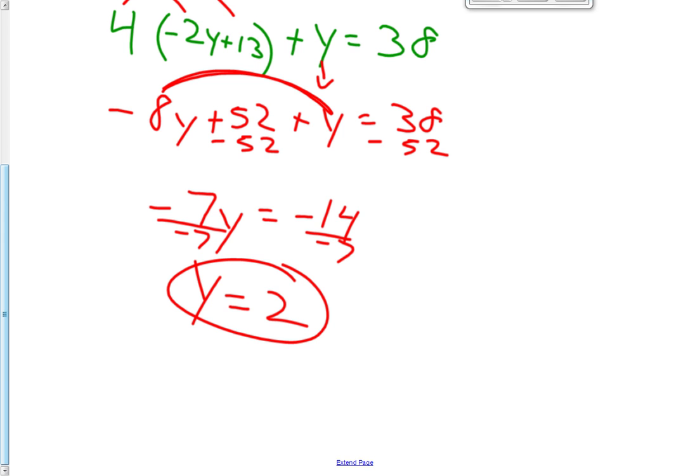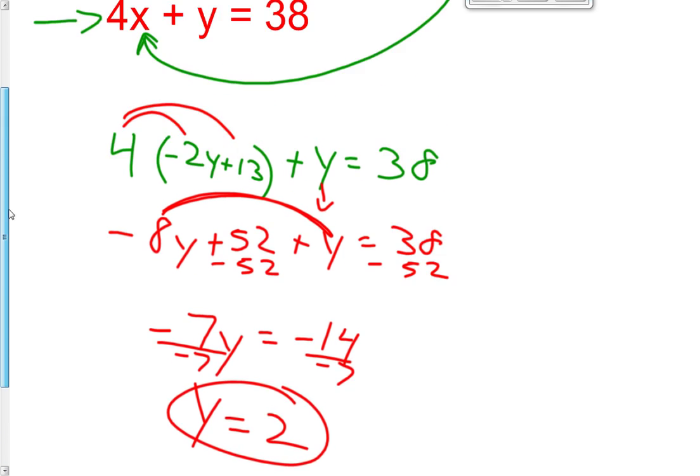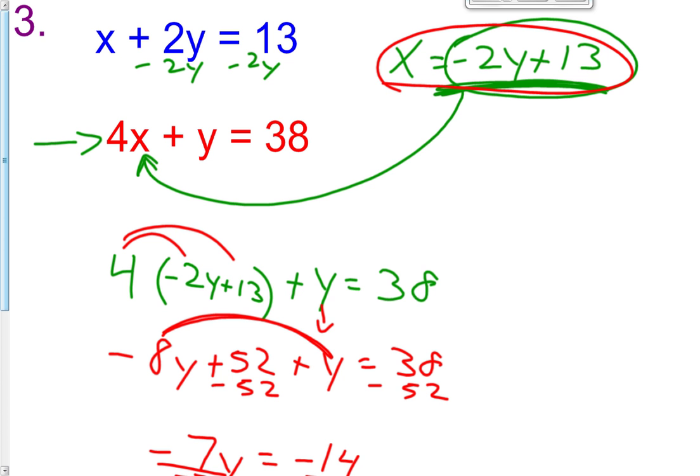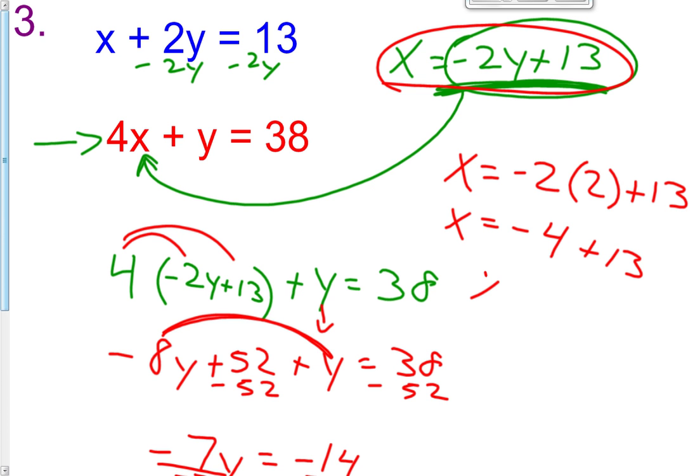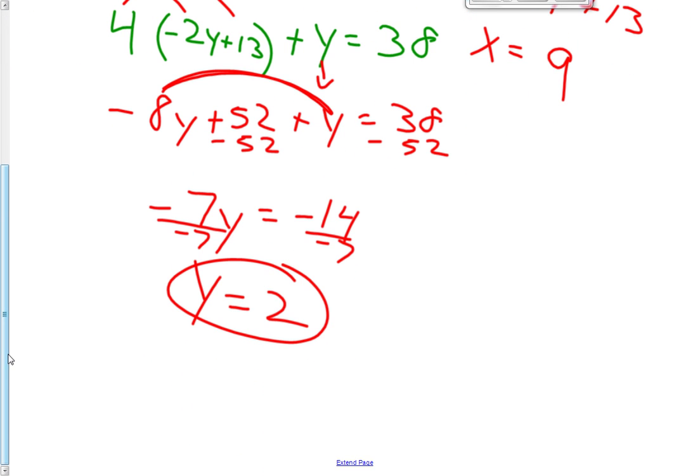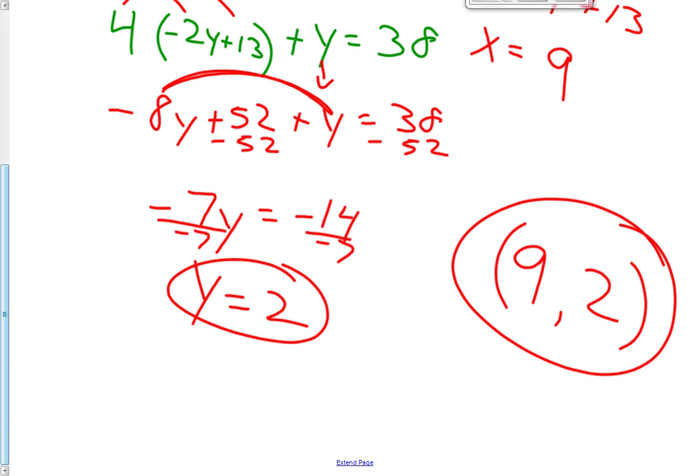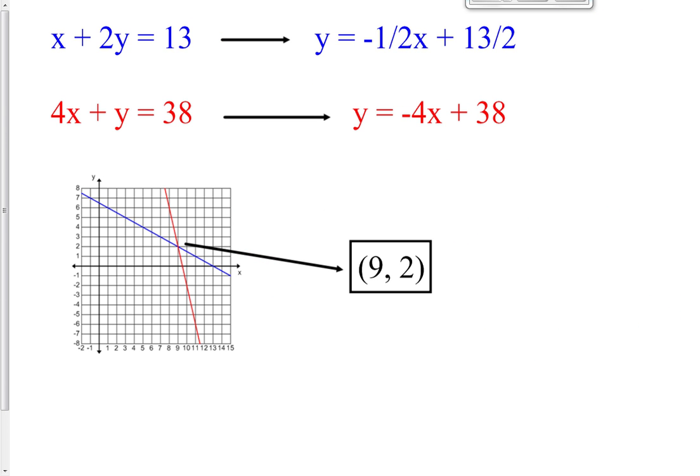That gives us the y coordinate. Now everybody, let's find the x coordinate, shall we? The x coordinate is found right here. So x equals -2 times the y coordinate. The y is +2, plus 13. So -4 plus 13 is what x equals. X equals +9. So my solution, these two lines intersect at right 9 up 2. There's my answer for problem number 3. Right 9 up 2. And as you can see, there it is right here. These two lines, you'd graph them. It looks like this, and it crosses at 9, 2.